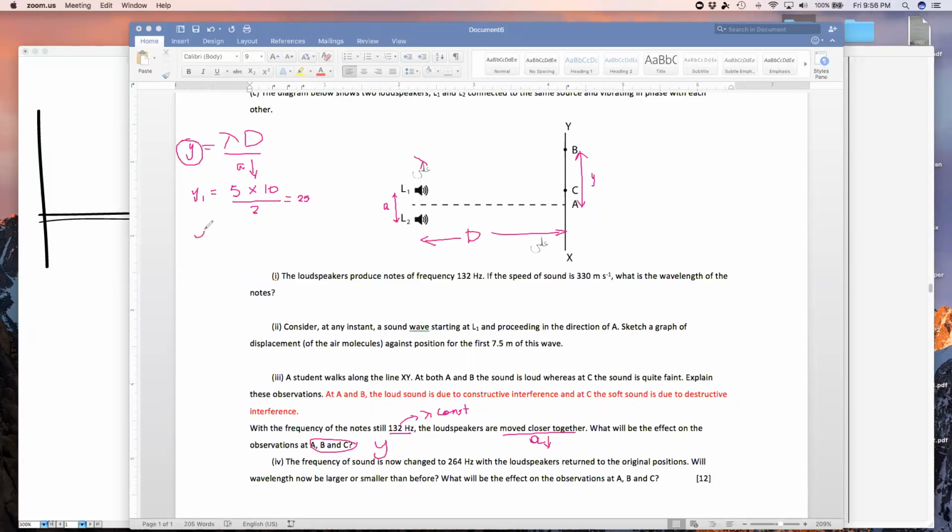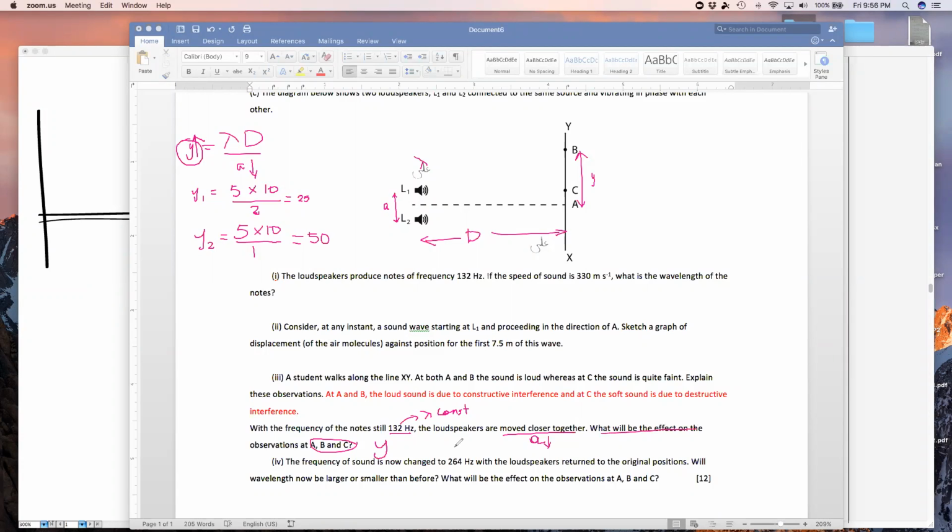But what would happen to y2 if we keep lambda and d constant? And we're going to use easy numbers. Suppose I decrease A from 2 to 1. What's going to happen to y? See that? So when A decreases, what happens to y? Y increases. And that's the answer to the question.